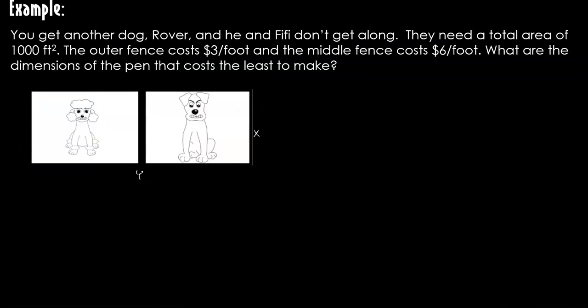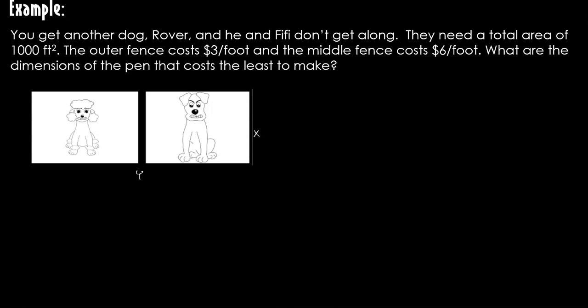You buy another dog, Rover, and they don't like each other. They need a total area of 1,000 square feet. The outer fence is only $3 a foot, but the middle fence has to be stronger so they can't get at each other, so that's $6 a foot. What are the dimensions of the pen that cost the least to make?